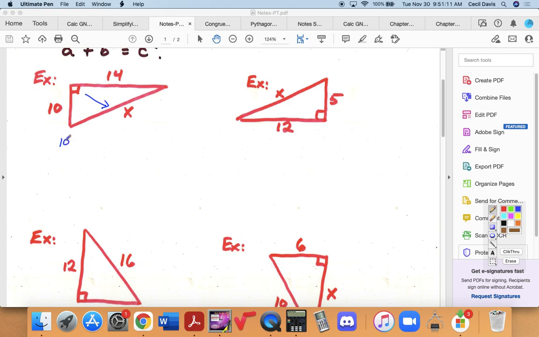So the sum of the other two sides squared, 10 squared plus 14 squared, is going to be equal to x squared. So 10 squared, everybody knows that one. It's 100. Who knows 14 squared? 196. Thank you, sir. It's helpful to know those. Is equal to x squared. So that would be 296 is equal to x squared.